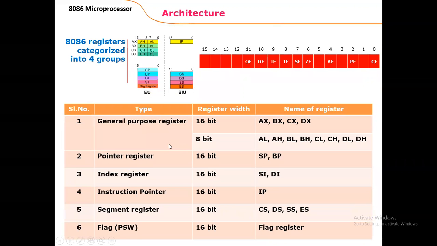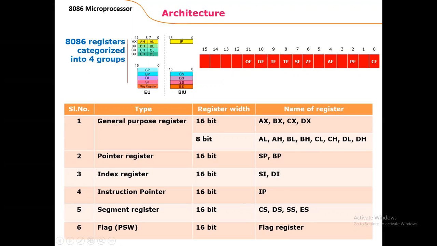So this is the register structure, the full register structure. This is the general register, this is the stack pointer. This is the register structure summary. General purpose registers 16 bit: AX, BX, CX, DX. General purpose registers 8 bit: AL, AH, BL, BH, CL, CH, DL, DH. Pointer registers 16 bit: SP and BP, stack pointer and base pointer. Index registers: source index and destination index. Then the instruction pointer, IP. Then segment registers: code segment, data segment, stack segment, extra segment.